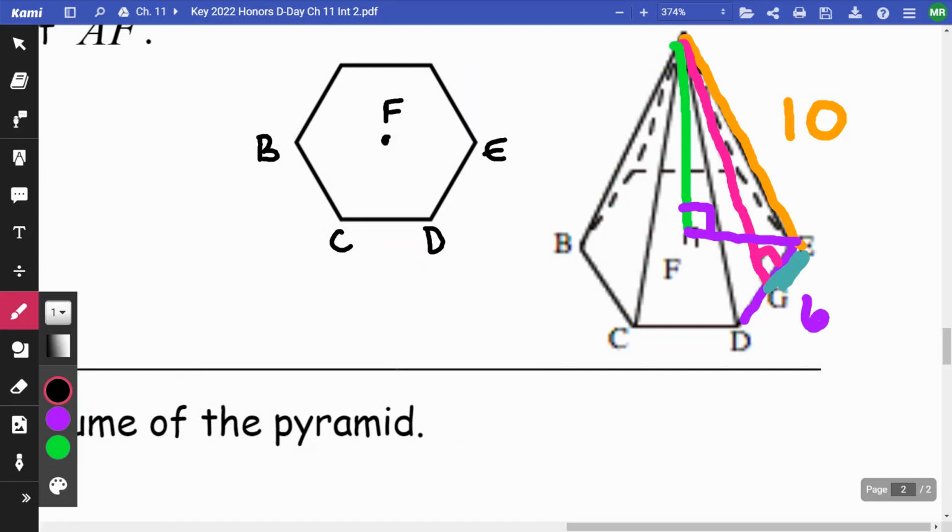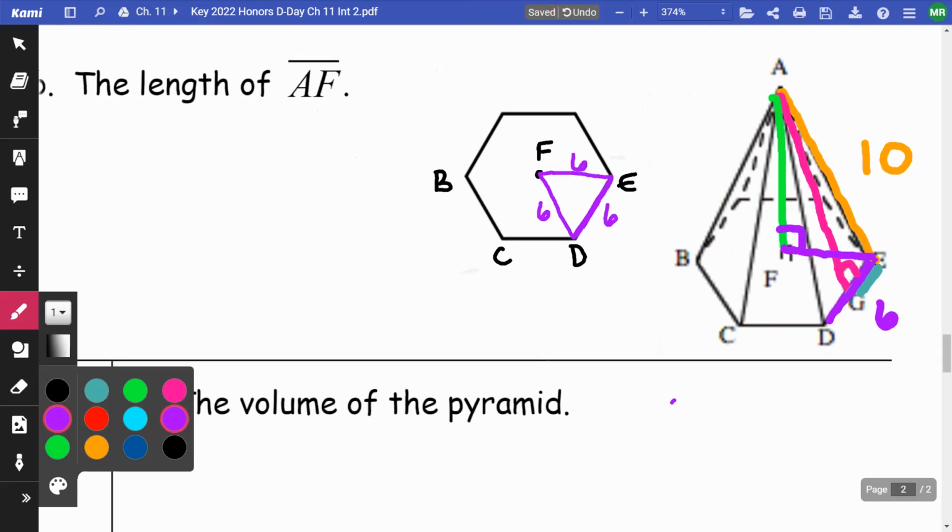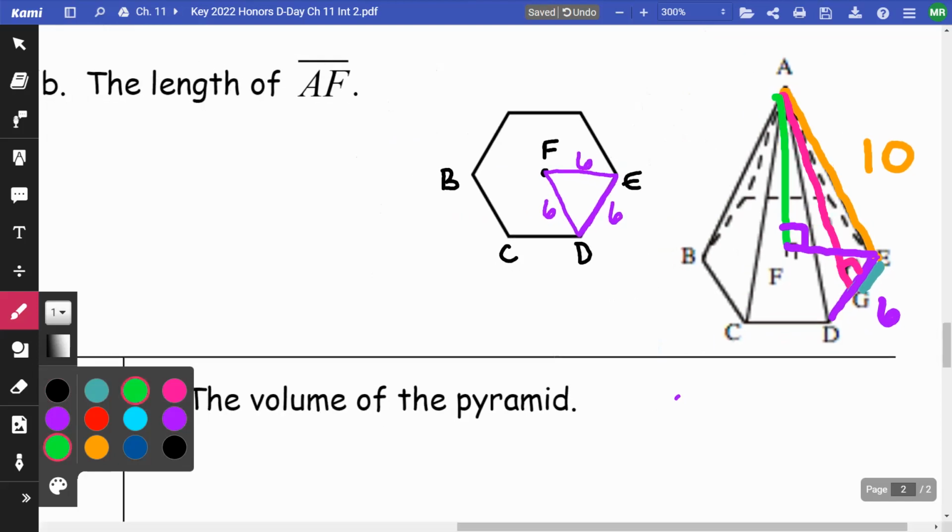Okay. Now, when I'm drawing from F to E, that is going to be an edge of one of the equilateral triangles. So this is 6, this is 6, this is also 6. So that's why in the picture I drew it the same color as I did from D to E, because it is the same length. Okay. So the right triangle I'm going to be using, I want to find this.